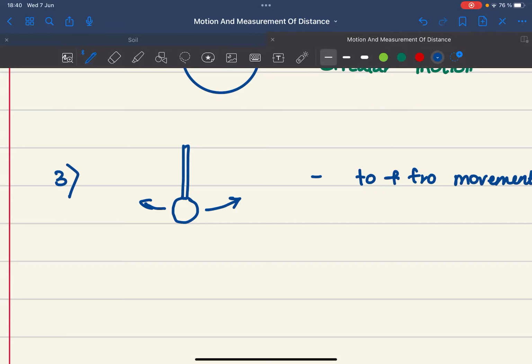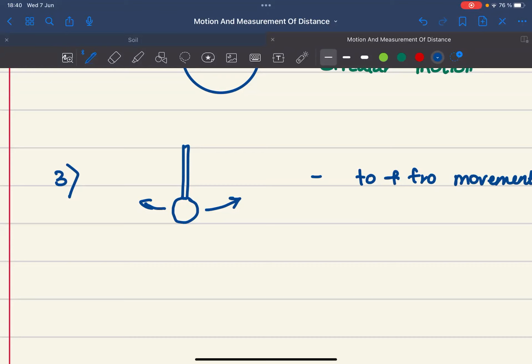Tell me more examples like this. You're rolling a chapati. How will you roll a chapati? To and fro movement again, right? That is another example. What else can you say? Ma'am, our hand, we can rotate it like that.